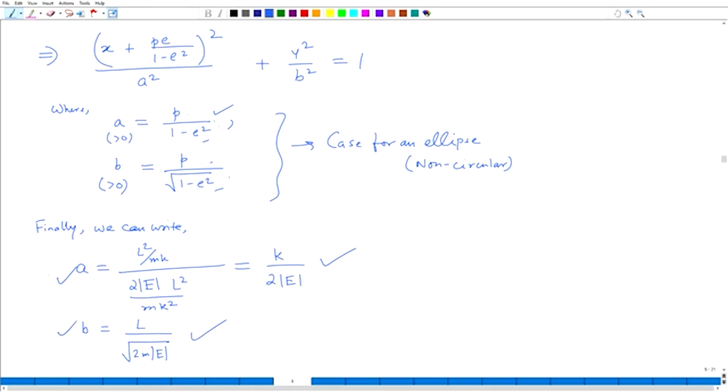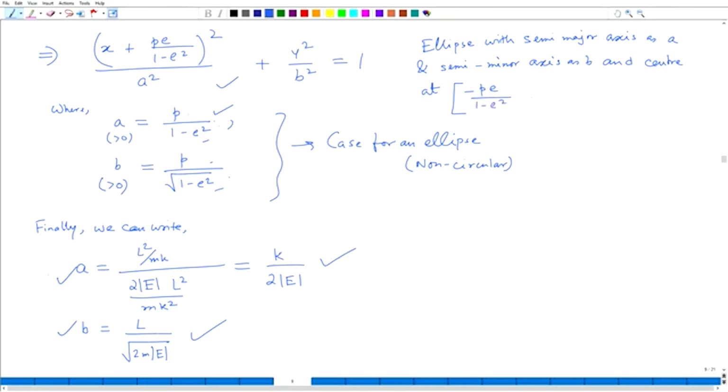So, this will be an ellipse with semi major axis as A and semi minor axis as B, and center at minus PE by 1 minus E square, the negative of that, comma 0, because there is nothing in the y coordinate. This is once again a revision of coordinate geometry.